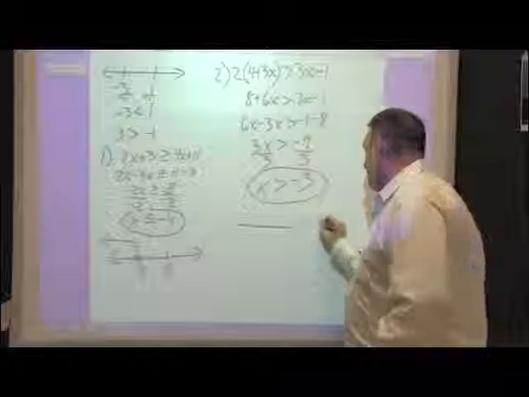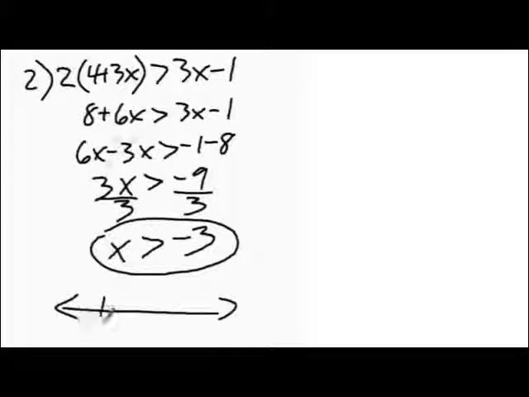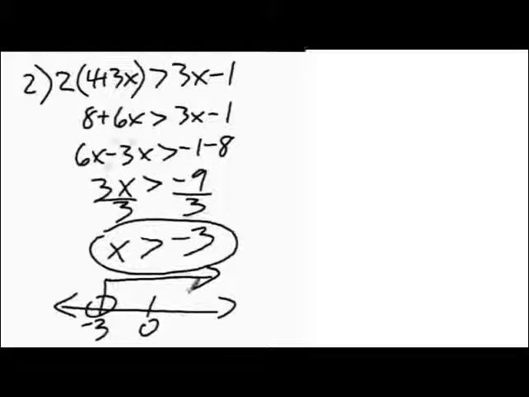And if you went to graph it, here's negative 3, here's 0. Now since the inequality doesn't have a line underneath it, you would have an open circle and you shade whatever way that arrow is pointing, and it's going to the right. Let's take a look at one more scenario.